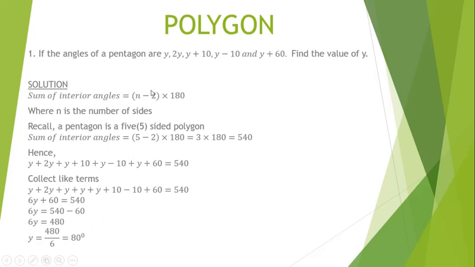So that means one of the interior angles is 80 degrees. We can also find the size of the other interior angles by substituting y equals 80 in each of these angles. In this case, this angle will be 2 times 80, which is 160 degrees. So you can also find the size of other angles if need be. So that's it: y equals 80 degrees.